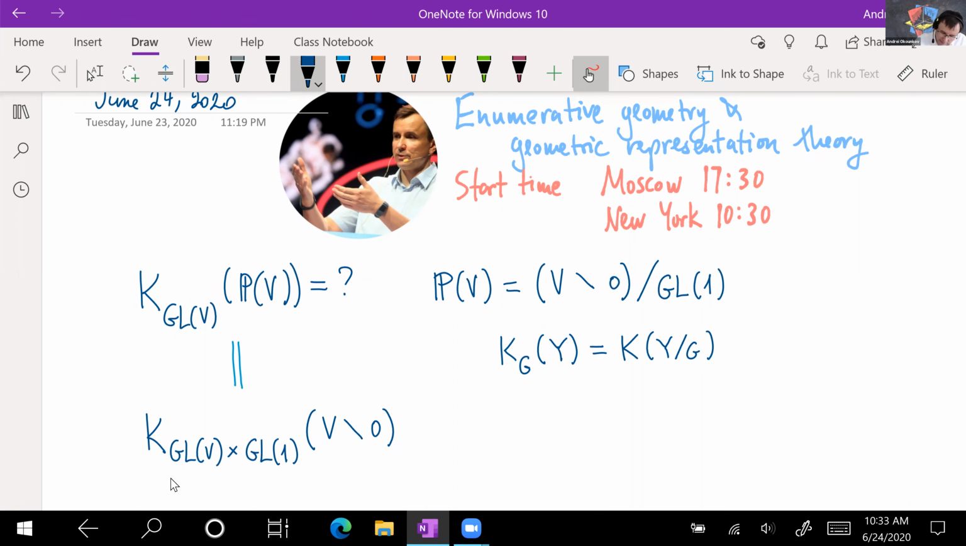Incidentally, there's an exercise: to deduce from this that if I want the G-equivariant K-theory of some homogeneous space G/H cross X, that is the same as the H-equivariant K-theory of X. So that's this.